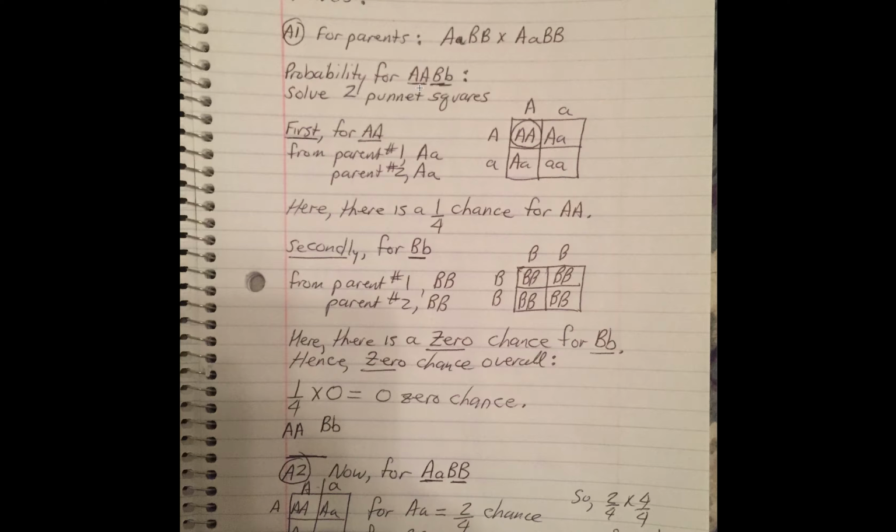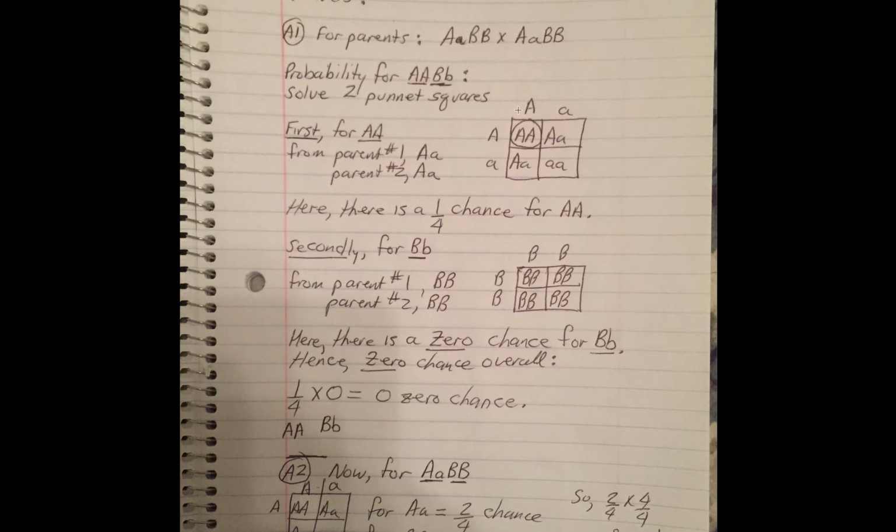The question says, what are the odds of getting a capital A, a capital B, and a little b? Well, if you're using the textbook way, it's too complicated. So what I've done is I've simplified it by using the shortcut. First, we're going to solve for A. So we're going to see what are the odds of getting two capital A's based upon the parents. One parent was capital A, little a. The other parent was capital A, little a.